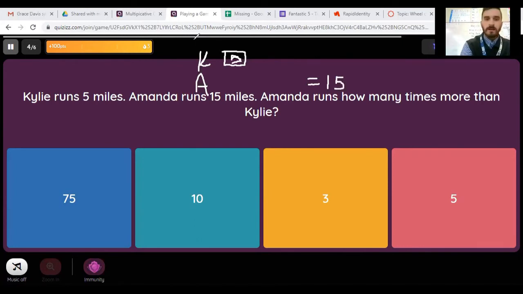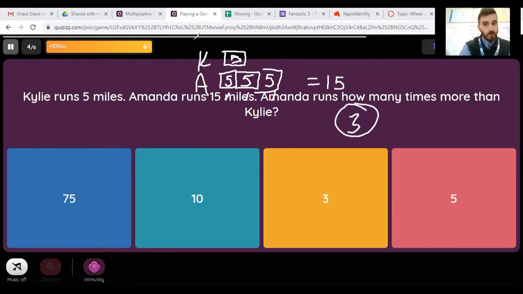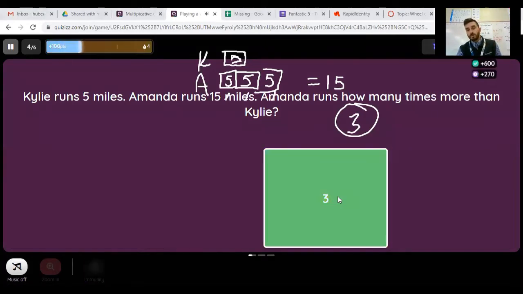So if I draw one box, obviously I know that's not going to be enough. Add another box on there, that's going to give me 10 miles, getting closer. Add that third box, that's going to give me my 15 miles. And to figure out how many times more, all I'd have to do for this one, where it gives me both the big and the small number, count my number of boxes, which is 3. Or guys, you could very easily just look at that question and say, ooh, I know 5 times 3 gives me 15, which would be your answer.